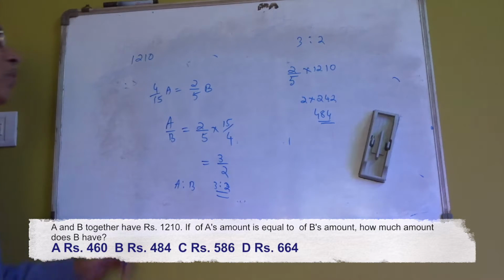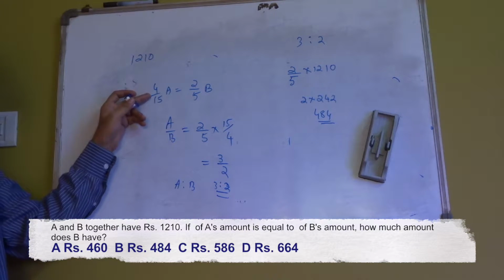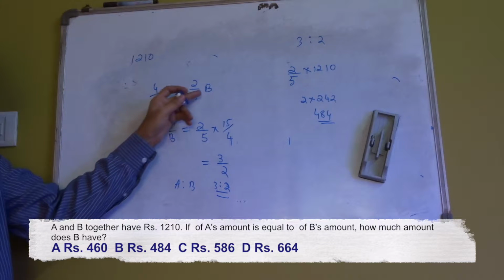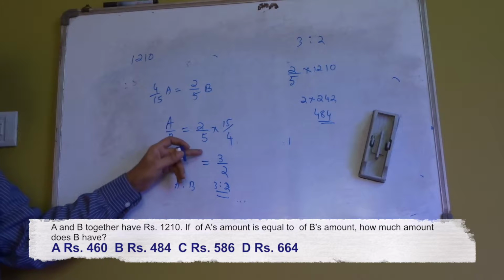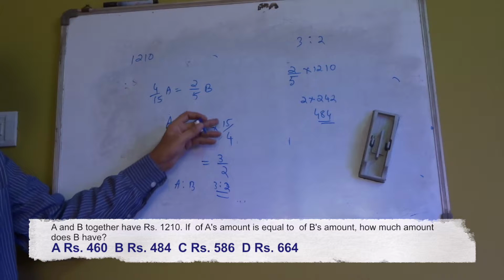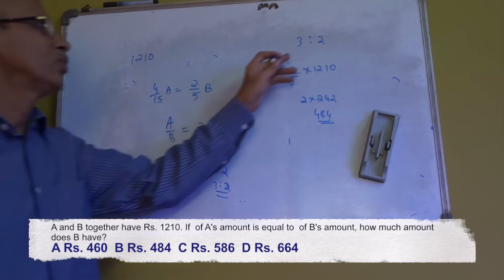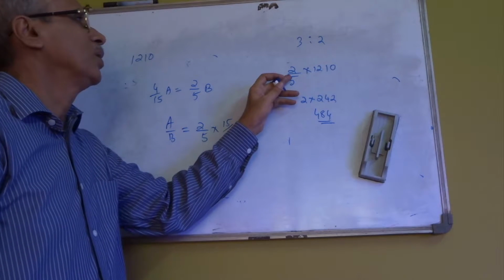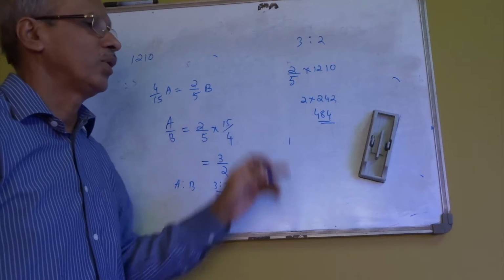Once again, the total amount is 1210. It is given 4 by 15 of A is equal to 2 by 5 of B. So A by B is 2 by 5 by 4 by 15, but we will multiply by 15 by 4. So it is 3 by 2. So it is in the ratio of 3 is to 2. So B's share is 2 by 5 into 1210. It is 484.